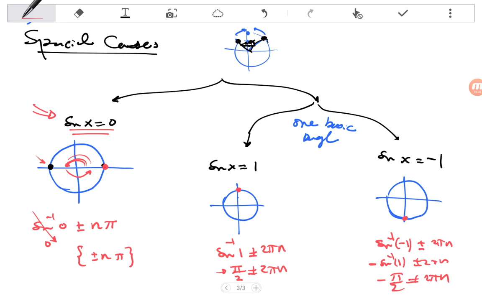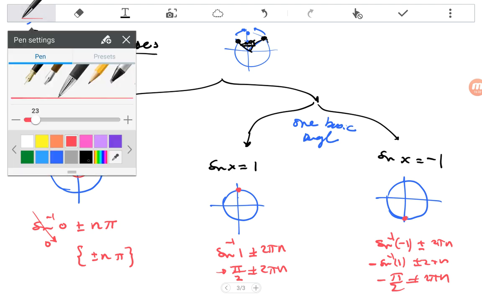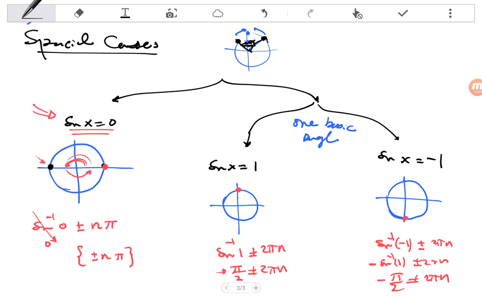Okay, so these are the three special cases of solving an equation which is sine x equal to alpha, and we need to study them carefully and know the differences between each of them. Now let's go on to the third type of equation, which is tan x equal to some number alpha.